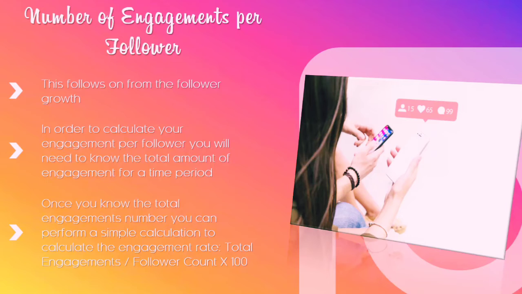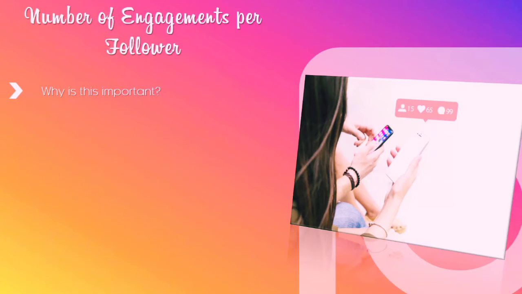Total engagements divided by follower count times 100. This is the total engagements divided by the follower count times by 100 to give you a percentage figure. You will need to perform this calculation over a period of time to see whether your engagement per follower is improving or not. You can measure this for a specific post or ad as well. Why is this important? Because 70% of posts made on Instagram are never seen by users. Having millions of followers will be irrelevant if none of them are seeing and interacting with your posts.